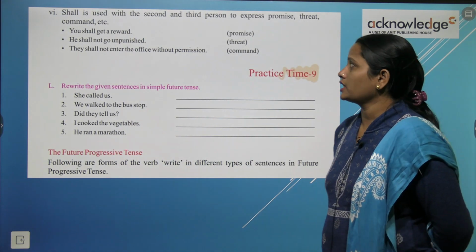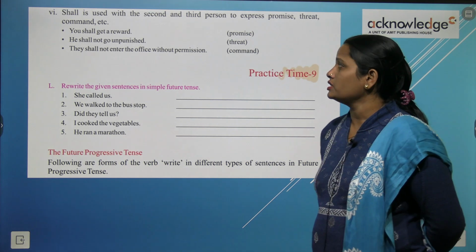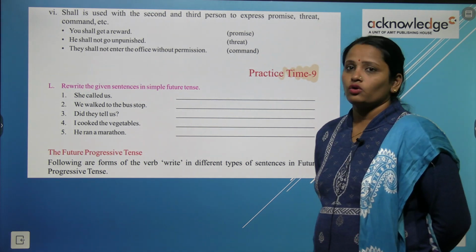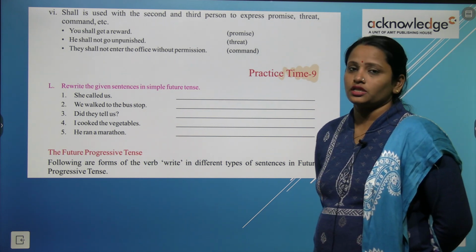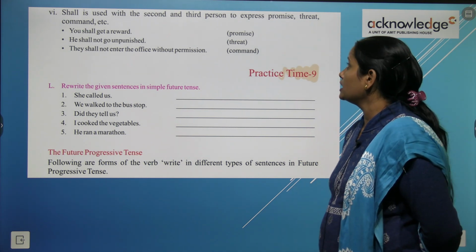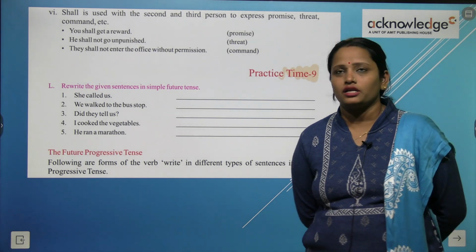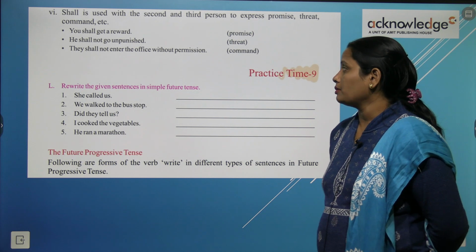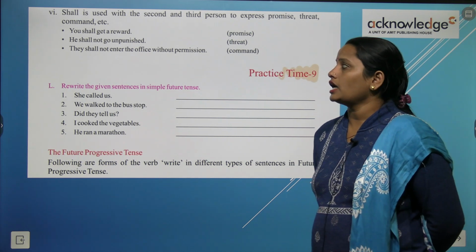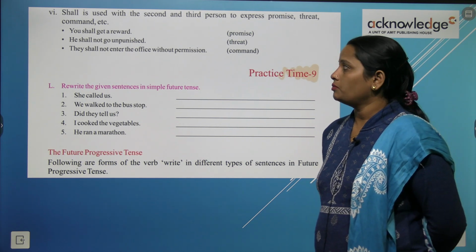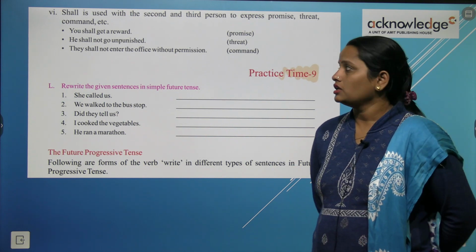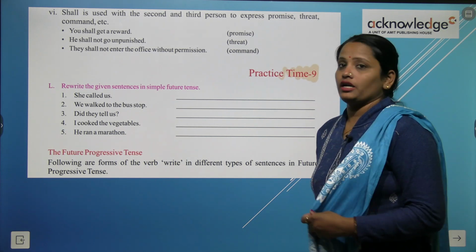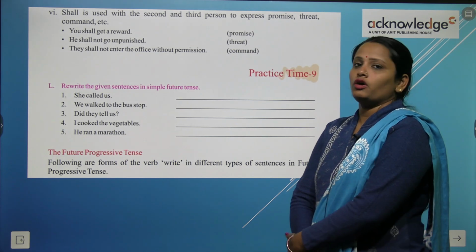Shall is used with the second and the third person to express promise, threat, command, etc. तो shall को कब use किया जाता है? Second या फिर third person के साथ use किया जाता है. क्या बताने के लिए? Promise के लिए, threat के लिए या फिर command के लिए. You shall get a reward. अब यहाँ पे promise की बात हो रही है. He shall not go unpunished. Threat. And they shall not enter the office without permission. This is a form of command.